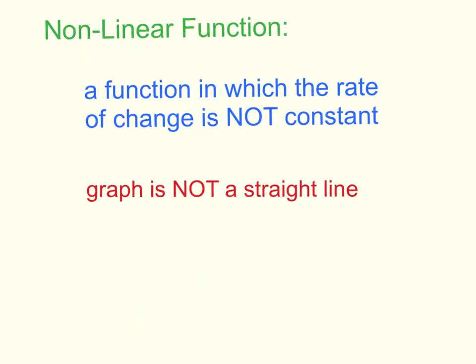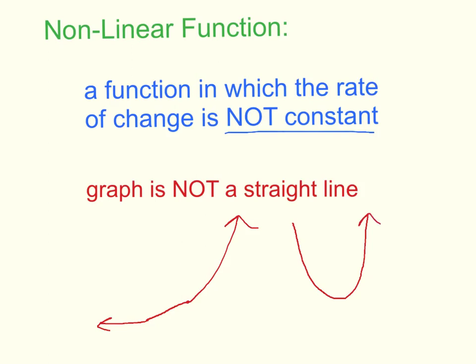So, as you can imagine, a nonlinear function is the opposite of a linear function. The definition is a function in which the rate of change is not constant. Therefore, the graph is not a straight line. Maybe you have a graph that is increasing at this rate, and then all of a sudden it starts to spike way up. So this is not a straight line. Or maybe you have a graph that starts to decrease, and then over time, it starts to increase back up. So these would be examples of nonlinear functions.